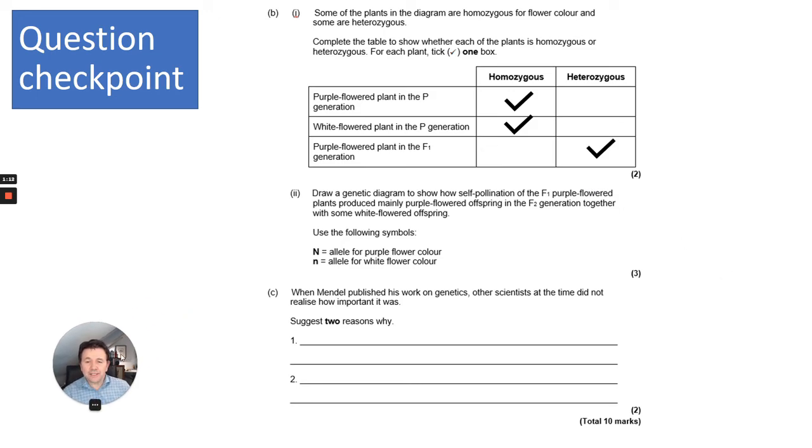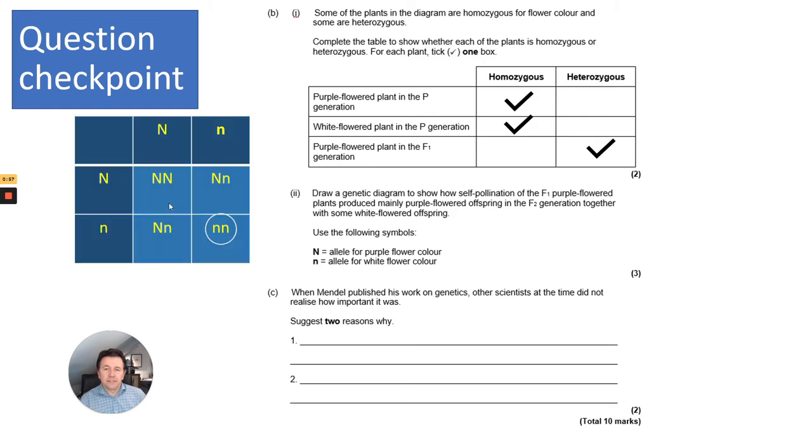It then says draw a genetic diagram, move myself over there, to show how self-pollination of the F1 purple flowered plants produced mainly purple flower offspring in the F2. So if they're heterozygous, using the following symbols, your Punnett square would look like this. You can see that would give you 1 mark for the parents, 1 mark for showing Punnett squares, and the third mark is for stipulating which are purple and which are white. So in this case, homozygous dominant and the dominant heterozygous are purple, whereas the homozygous recessive is white.